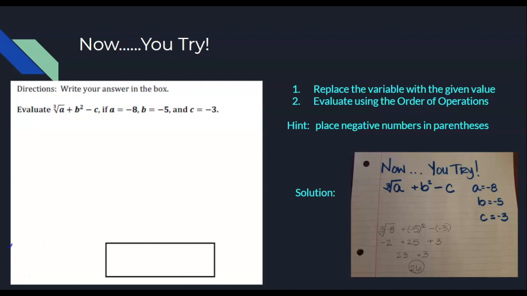So I simplify by doing the cube root of negative 8, which gives me negative 2, and squaring the negative 5, which gives me 25. And then I can simply combine these numbers from left to right. I get an answer of 26.